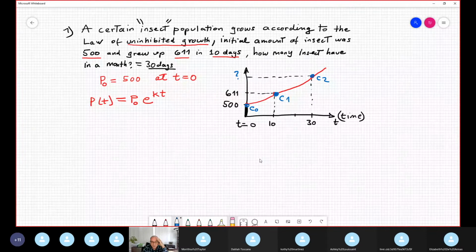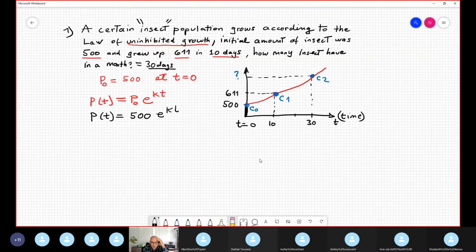Now, the condition 0 is used to set out the formula like that. P, population at any time, is equal to 500, P null is 500, e to the kt. Remember, k is the rate of change of the exponential. It's the parameter I need to find, and we find it using condition 1. In condition 1, we have all the information that we need to find k.